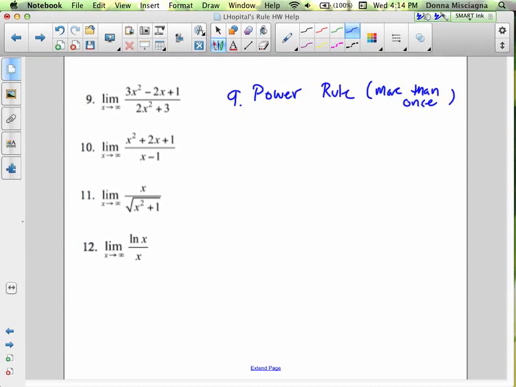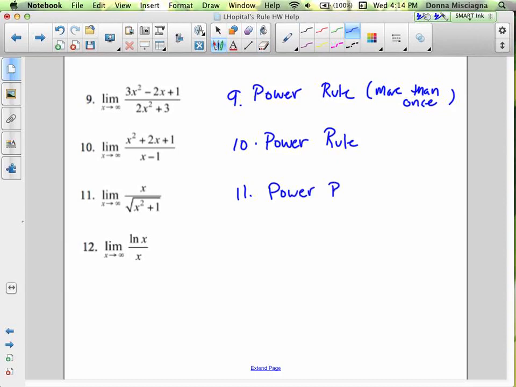Number 10 is also a power rule. And remember, all of these are if the limit is indeed indeterminate. And you have all the indeterminate limit types in your notes. The only ones I've seen so far: number 11 is a power rule as well.